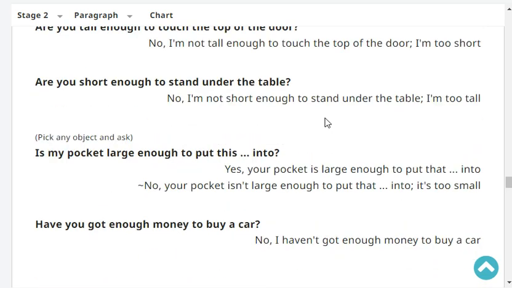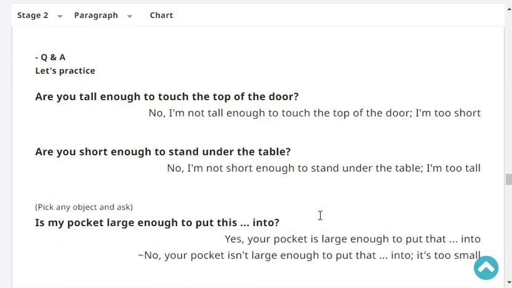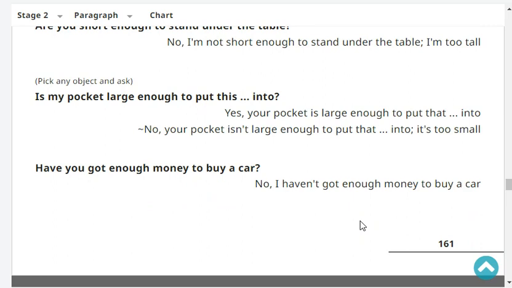Very good. Is my pocket large enough to put this book into? No, your pocket isn't large enough to put that book into. Have you got enough money to buy a car?